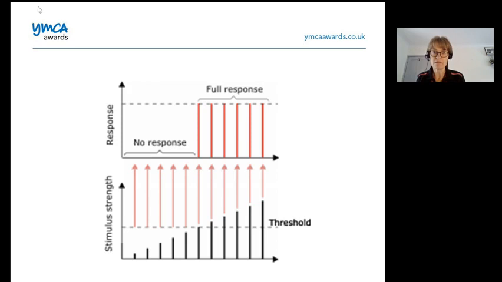All the muscle fibers within a motor unit contract, or none of them do. And in order for them to contract, the firing stimulus has to reach a certain threshold, then they will all fire together.